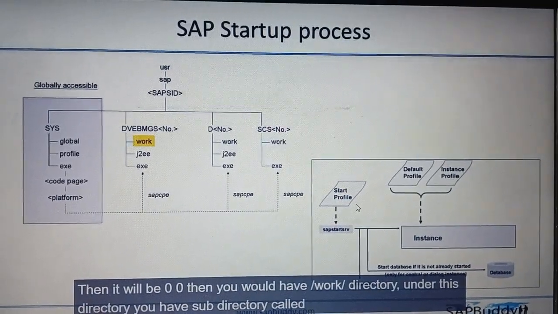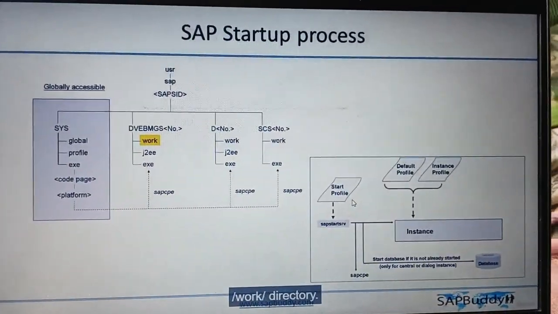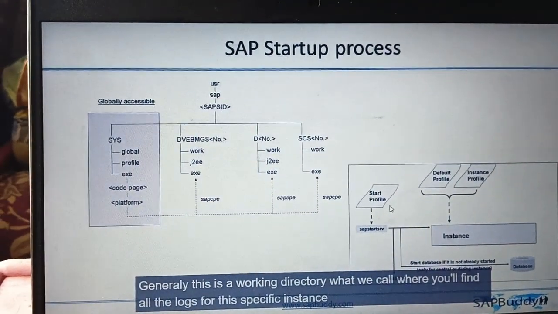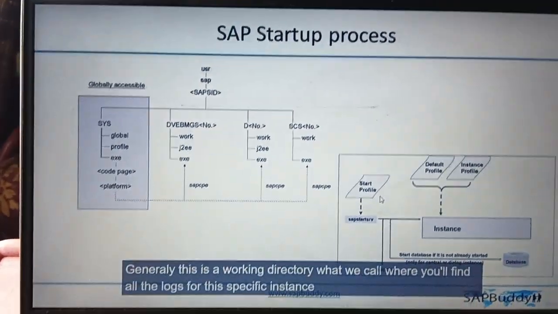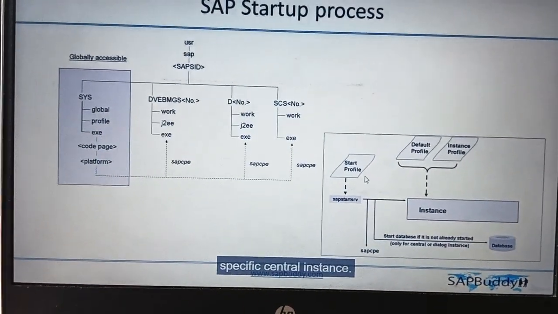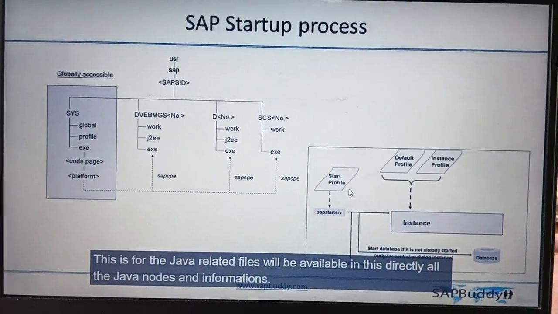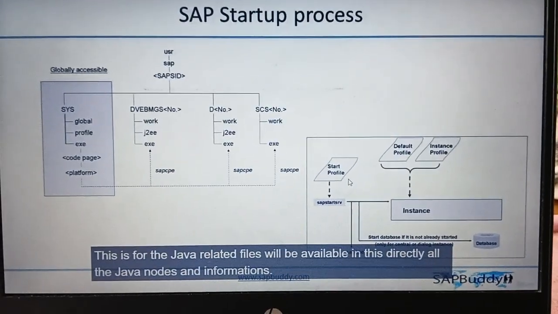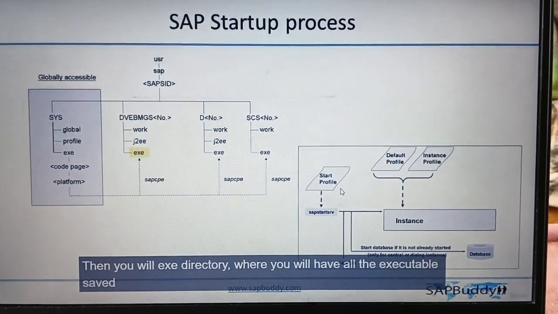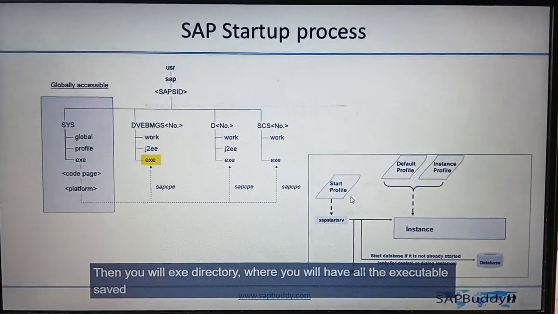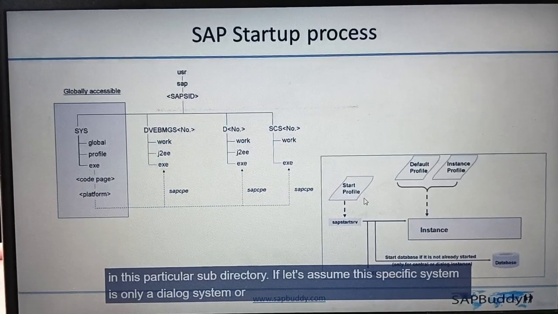Then you will have a work directory. Generally, this is a working directory, where you will find all the logs for this specific central instance. Then you will have the J2EE directory. This is for the Java related files; all the Java nodes and information will be available in this directory. Then you will have exe, where all the executables are saved in this particular subdirectory.